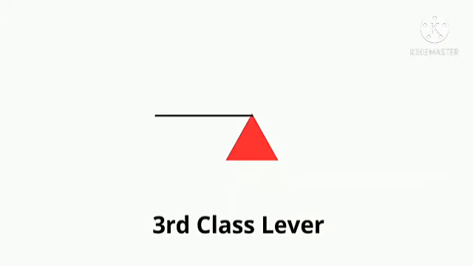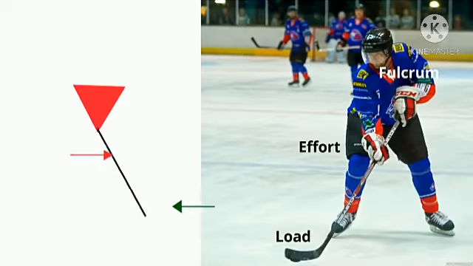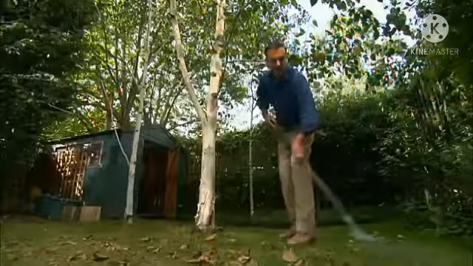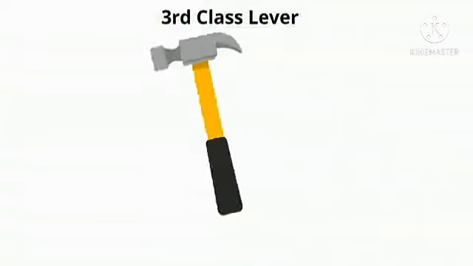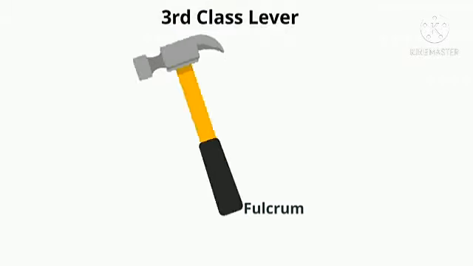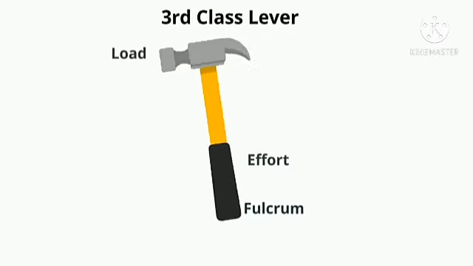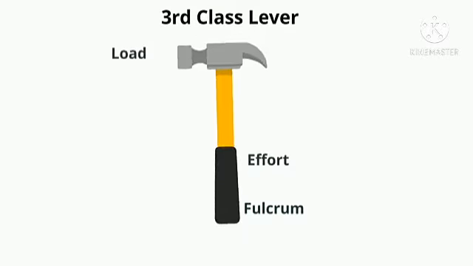Now let's look at third class lever. In this case, the effort is at the middle, while the load and the fulcrum are at the other ends. You can see a hockey stick, a rake, a broom. They all belong to this category. A hammer belongs to this category of third class lever.